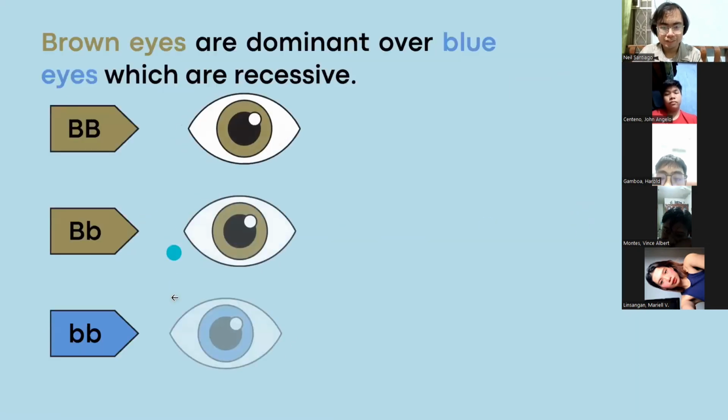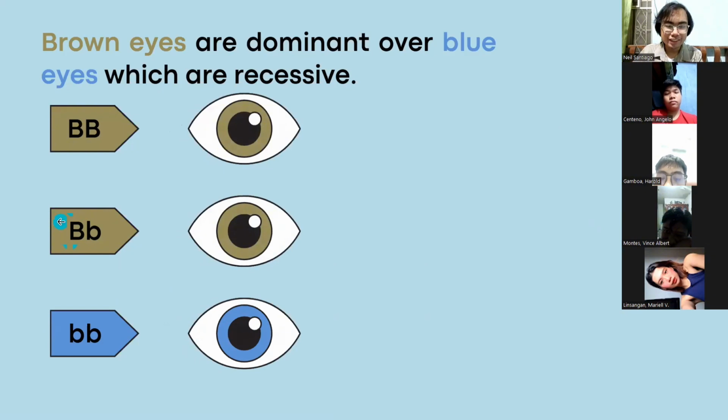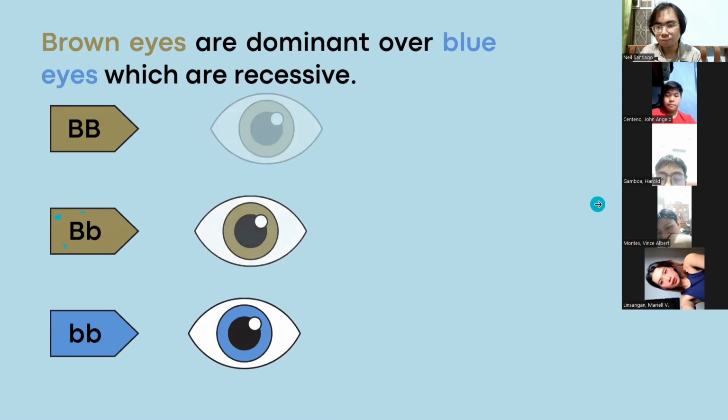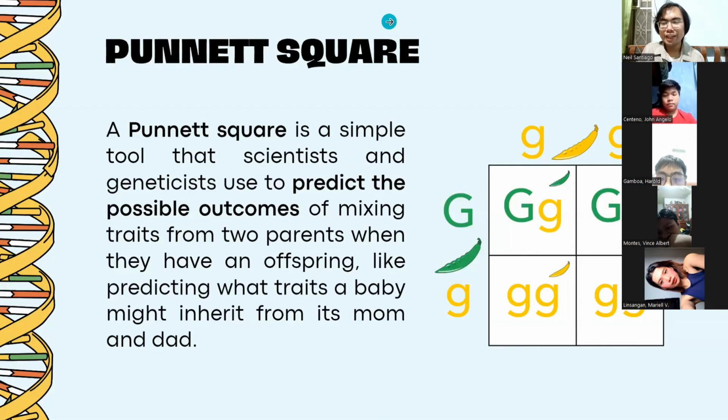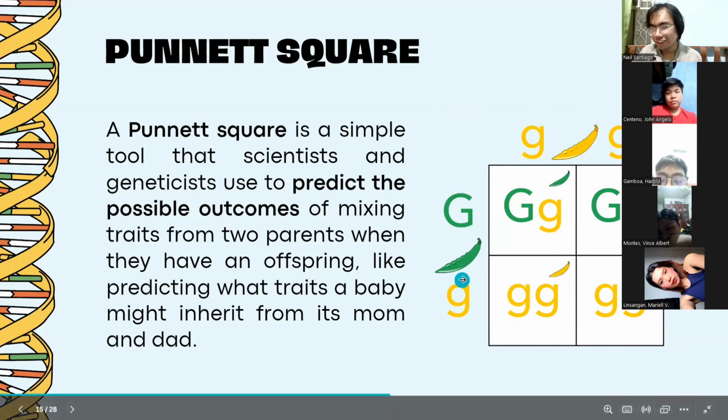But here, if there is a dominant trait and a recessive trait, it will manifest as the dominant trait, which is the brown eyes. Now, a Punnett square is a simple tool that scientists and geneticists use to predict the possible outcomes of mixing traits from 2 parents when they have an offspring, like predicting what traits a baby might inherit from its mom and dad.